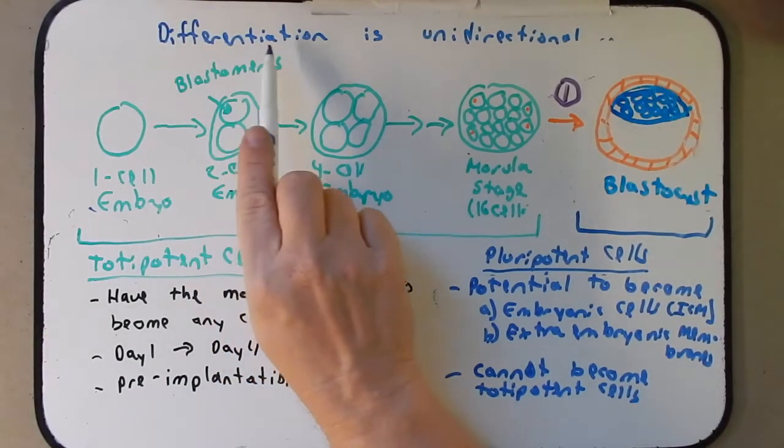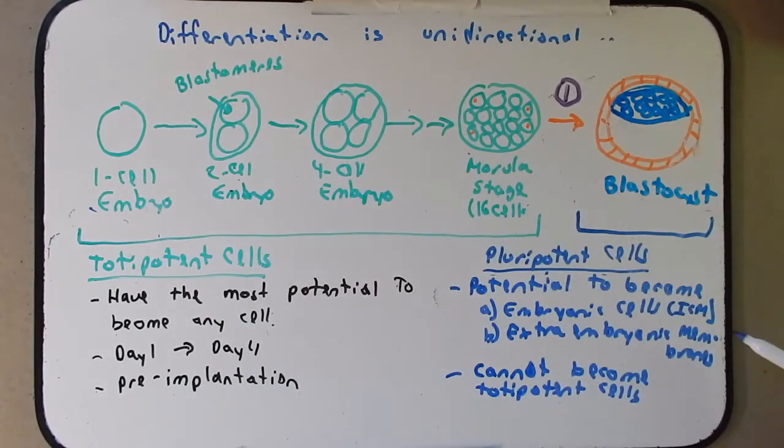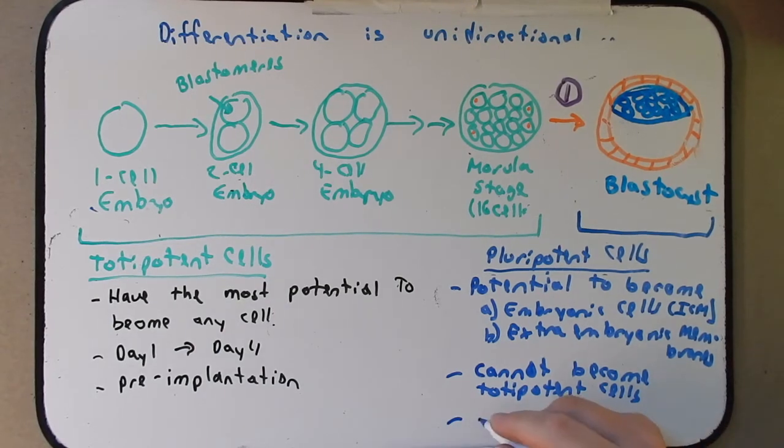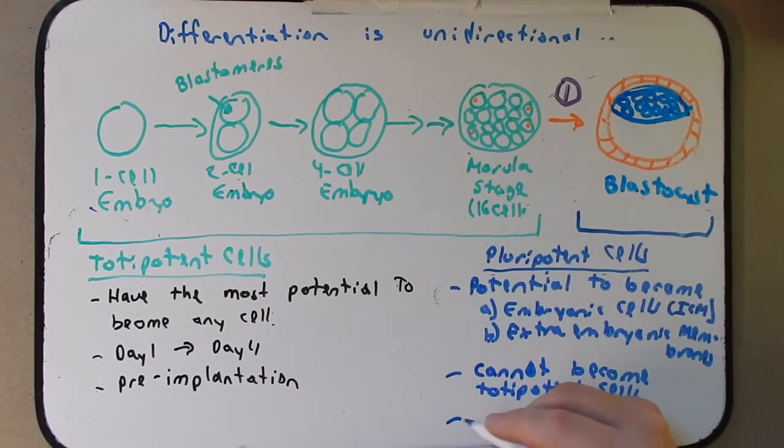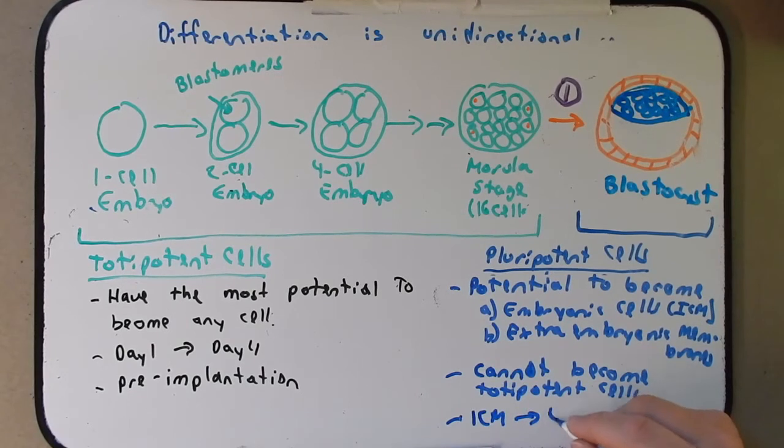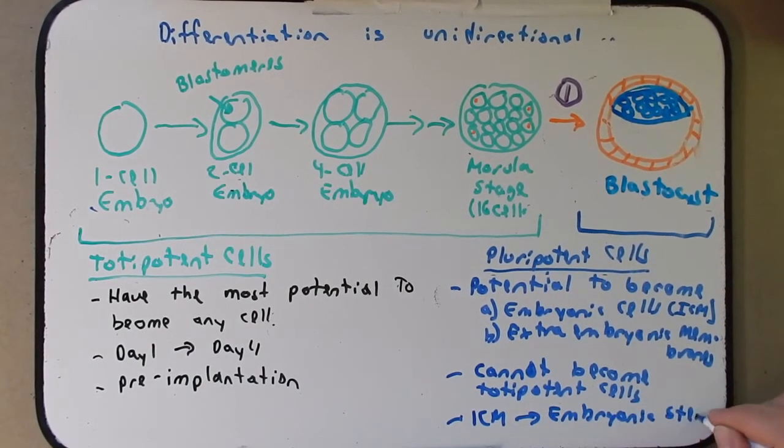Remember, because differentiation is unidirectional. So they're not going to go back this way. This is probably a good thing. In fact, it is a good thing. It should also remind you that it is this inner cell mass that are the embryonic stem cells. When we hear embryonic stem cells, that's what we're talking about.